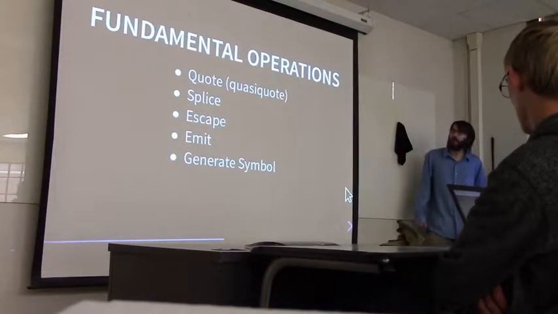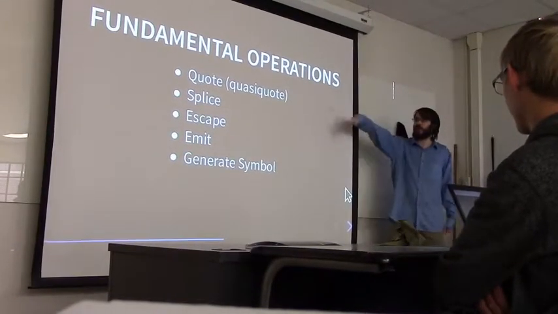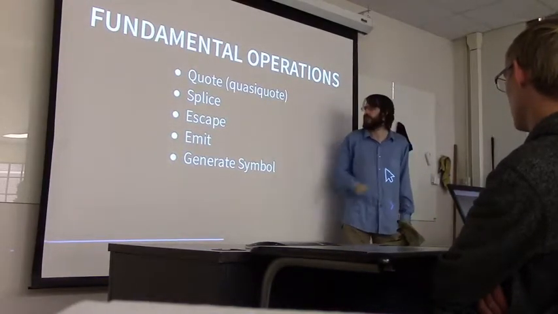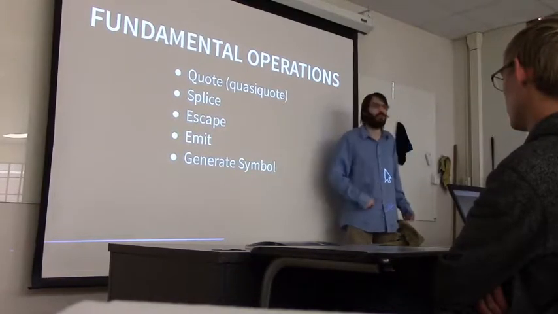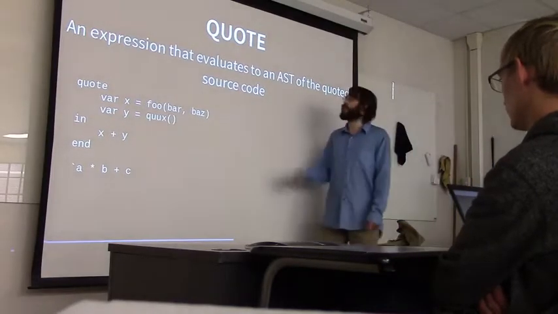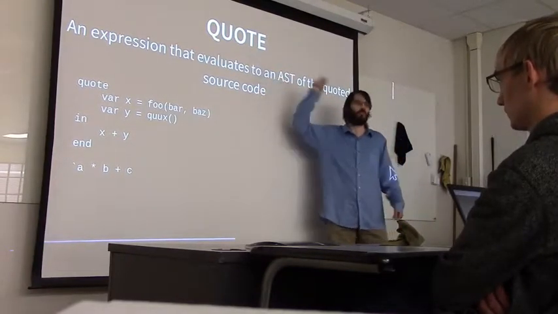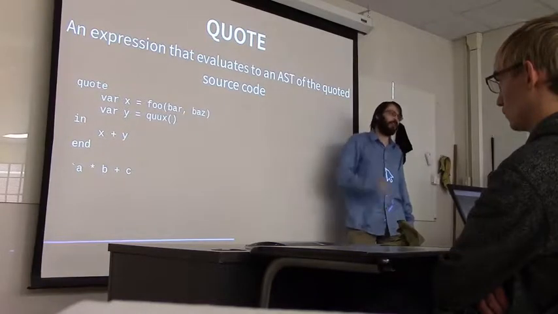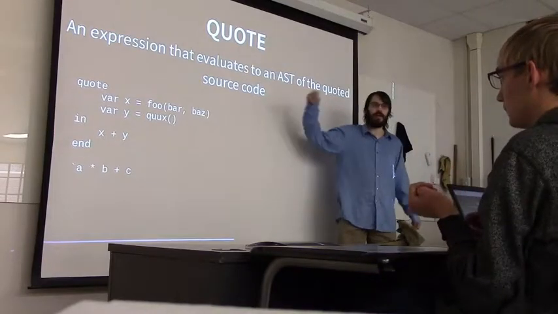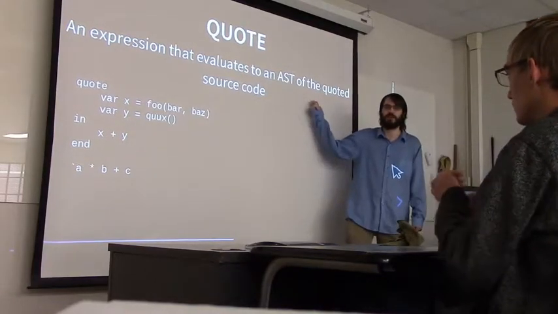The fundamental operations of multistage programming. These are the operations you need to do it. Quote, which is sometimes called quasi-quote for distinctiveness, a splice, an escape, an emit, and a way to generate symbols. So, first let's talk about quotes. A quote is an expression that evaluates to an AST of the quoted source code. And this is sometimes called quasi-quote to distinguish it from the string quote. A string is an expression that gives the contents of the quoted source code as a string. A quasi-quote is an expression that gives it as an abstract syntax tree.